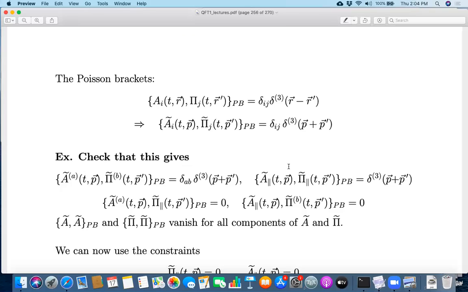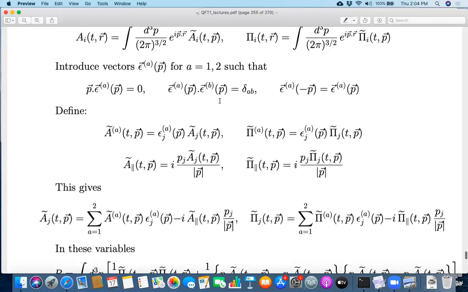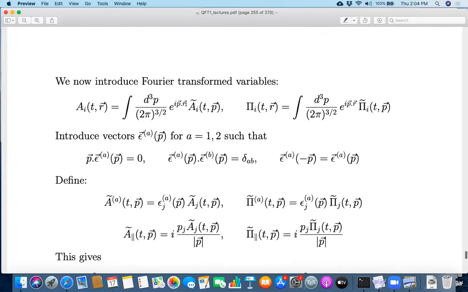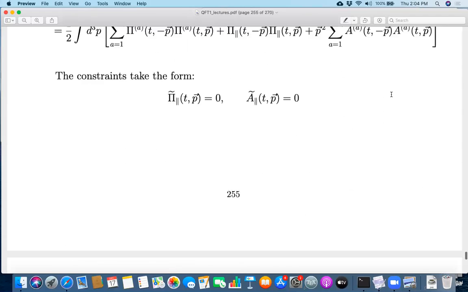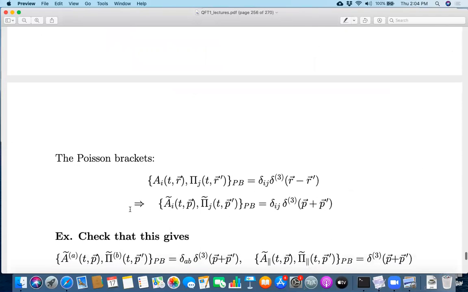So now it's easy to see that if we look at the Poisson bracket between A_i and pi_j, it was delta_ij delta cubed of r minus r prime. This you can translate easily to the A tilde_i, pi tilde_j Poisson bracket, because all you have to do is just invert this to write A tilde_i as the inverse Fourier transform of A_i, and pi tilde_i as the inverse Fourier transform of pi_i, and just calculate the Poisson bracket between A tilde_i and pi tilde_j. And you will find, this manipulation is similar to what we had in Klein-Gordon theory, that the A tilde_i, pi tilde_j Poisson bracket is given by this structure here, delta_ij times delta cubed of p plus p prime.